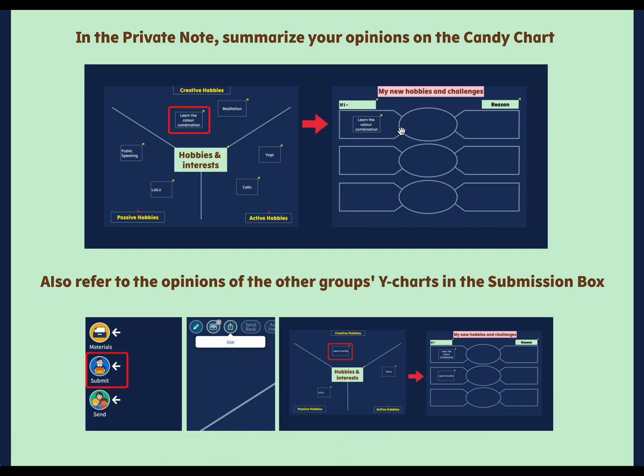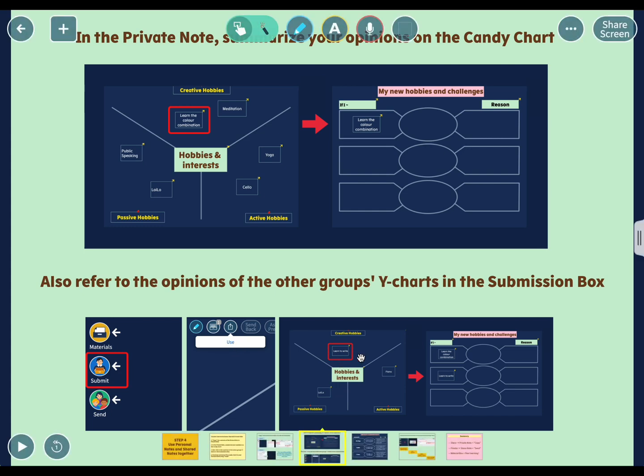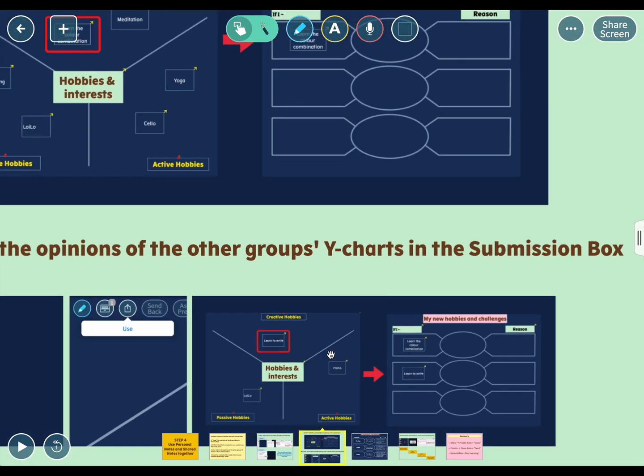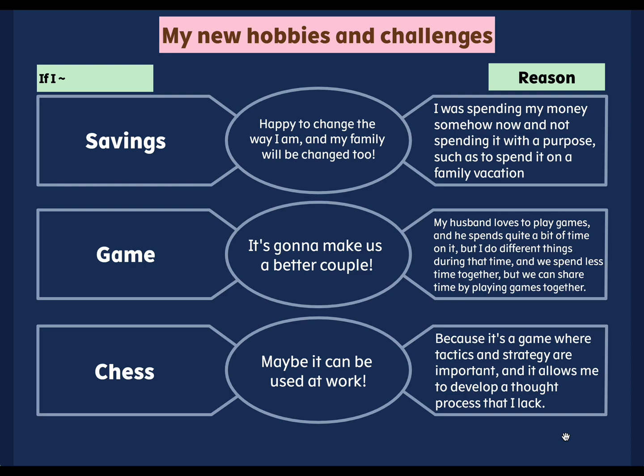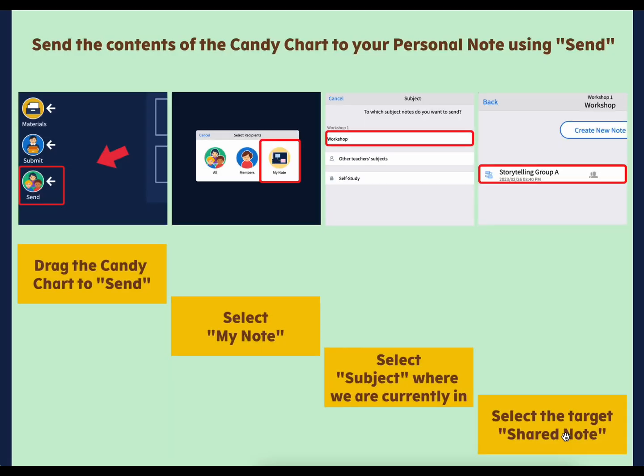If you want to drag this card to the candy note, and also refer to the opinions of the other group's pie charts in the submission box, I can click on submission, click on the card you want to use and click on use, and select the card you like and put them into the candy chart. So this is one of the examples of the candy chart.